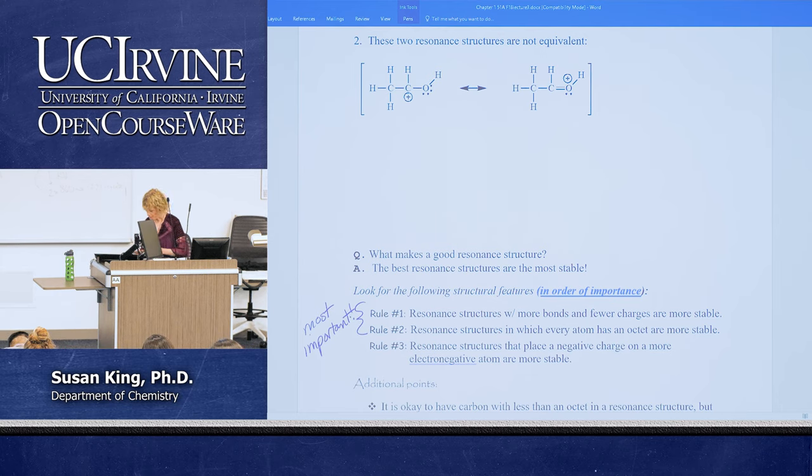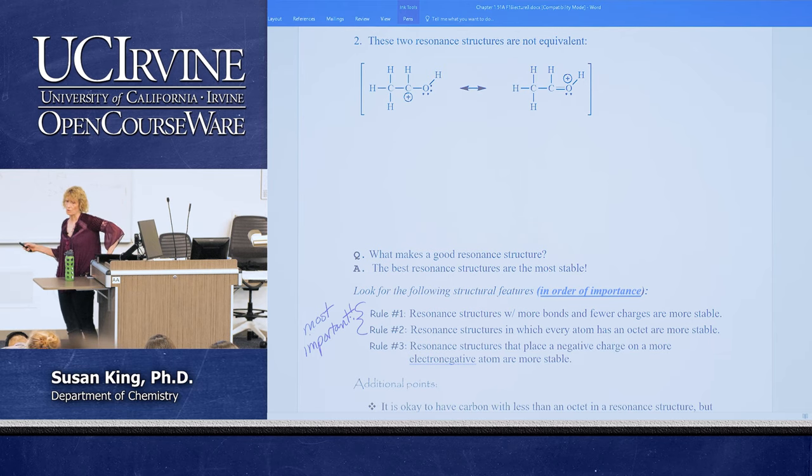So, for example, coming straight out of G-Chem, if I asked you which one of these resonance structures was most important, 99% of you would say that one's more important because oxygen's more electronegative than carbon, and so it's much less happy with a positive charge. That's what most of you would say.